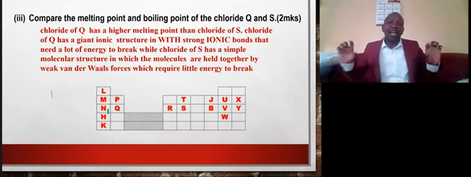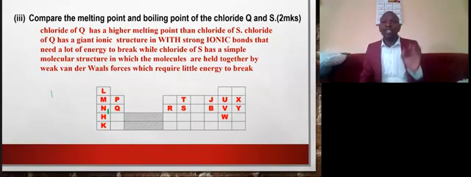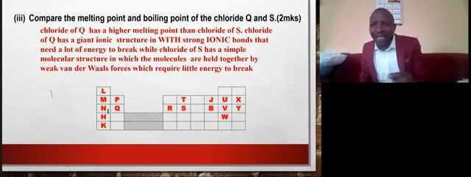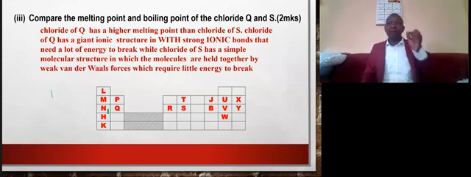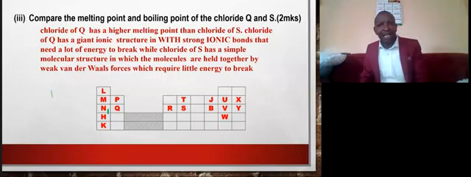But if they are in the same period, you don't go for the atomic radius. You go for what? The number of delocalized electrons. The more the delocalized electrons, the stronger the metallic bond.